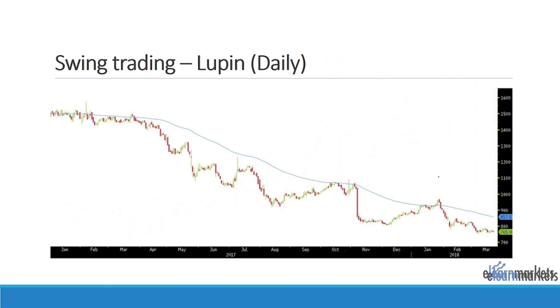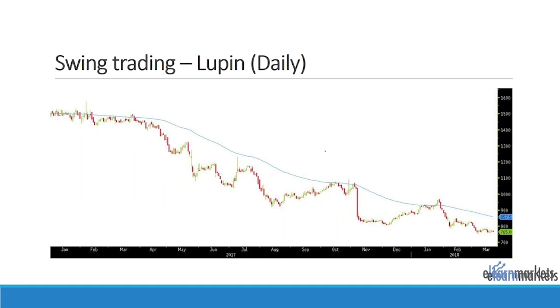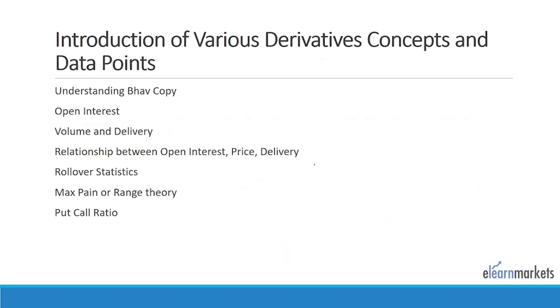Is this concept clear? Very simple concept. I don't think there can be any confusion in this. See, for example, of Lupin, the daily chart suggested it's in a downtrend, and when you follow the 60-minute chart with the same 89 period exponential moving average, you get enough opportunities to execute the sell trades. Why sell trades? Because the EOD chart was suggesting a downtrend in this particular stock.